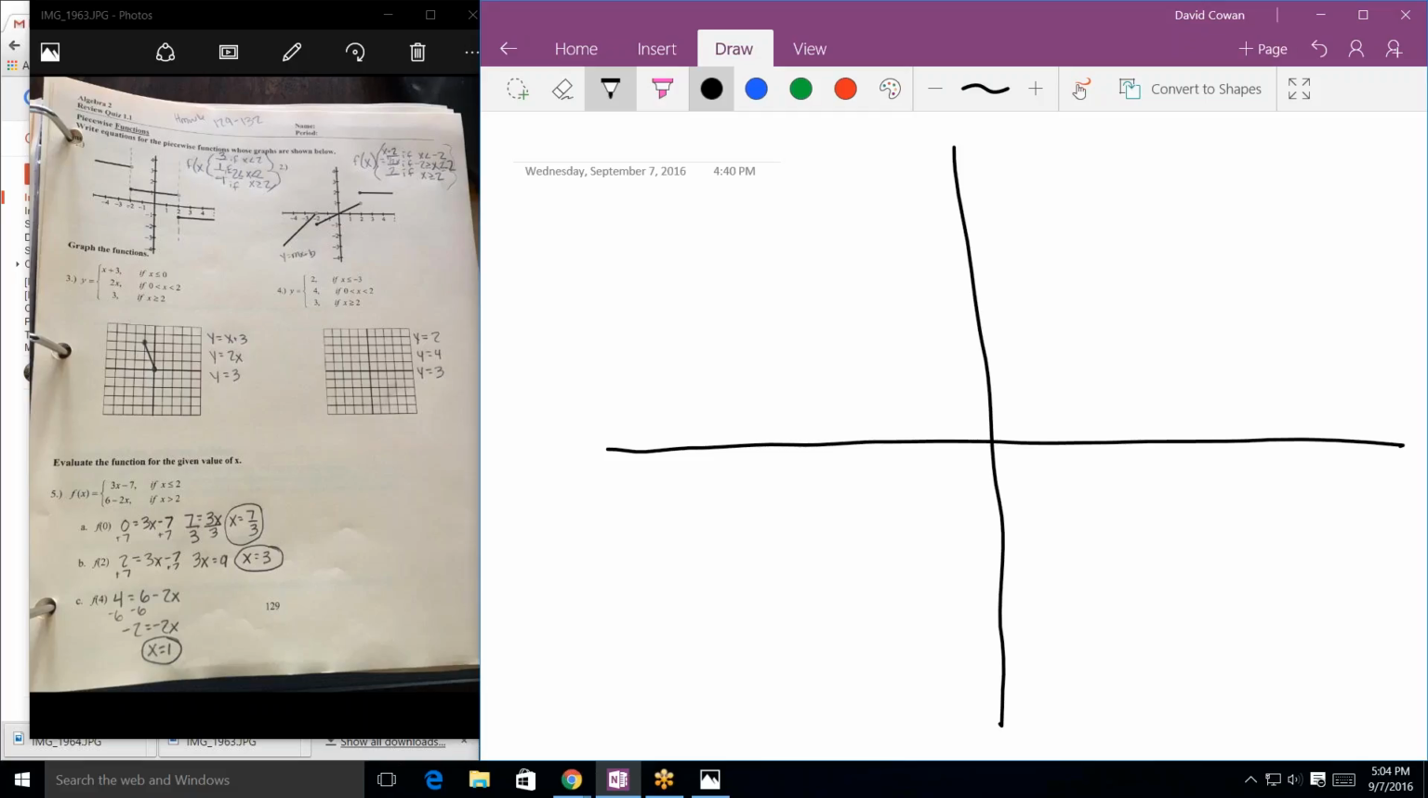How do I graph x plus 3? To graph x plus 3, you would start at 3 and then go down 1 over 1 to the left. Since it's less than or equal, that's a closed dot there. And how do I find the second point? What's the slope? It's down 1 over 1. So the slope is positive 1.